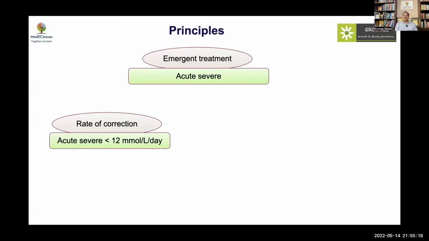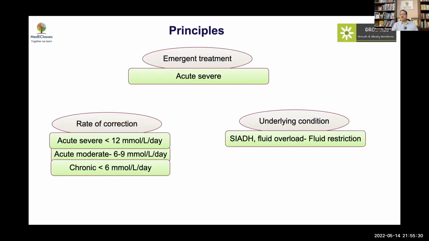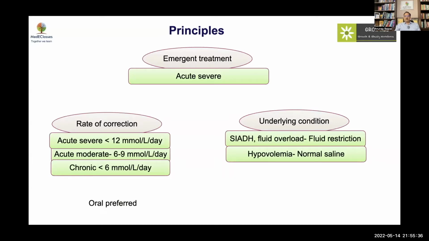In severe cases, you can go up to 12 because there the osmoles have not been extruded. In moderate cases, 6 to 9. Chronic cases, less than 6. Very importantly, the underlying condition also needs to be treated. So if you have SIADH and fluid overload, do a fluid restriction. Hypovolemia, you will give normal saline. You have to be very, very careful.